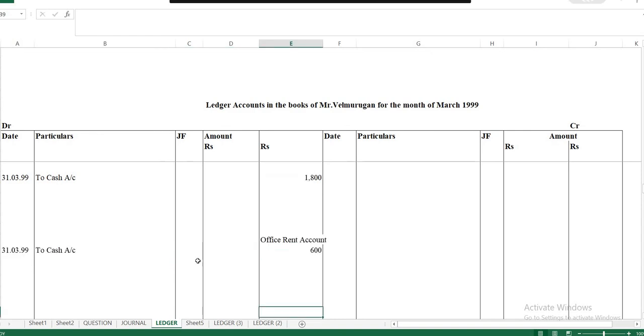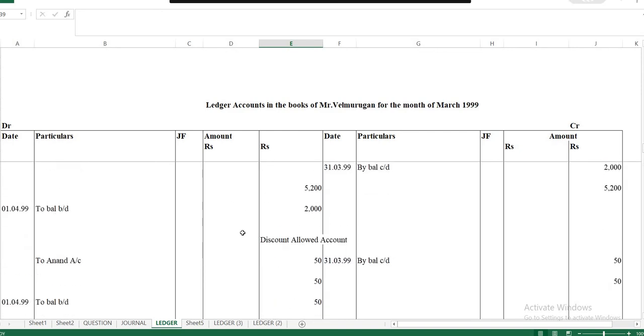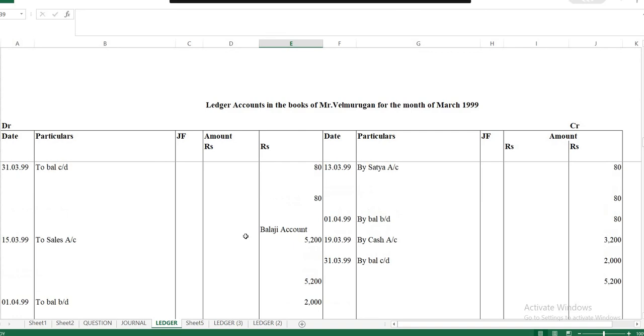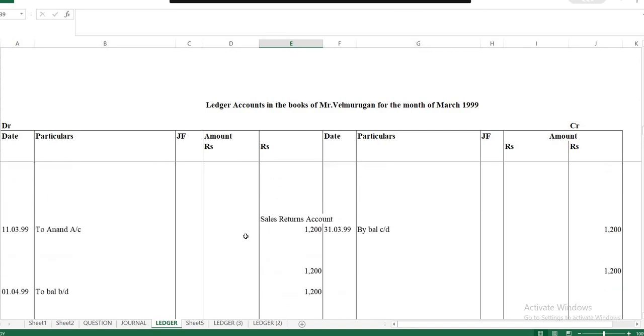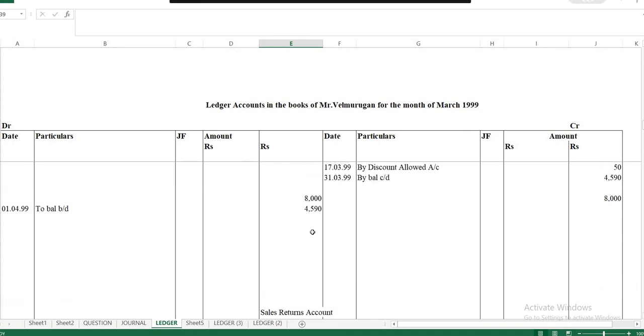I think the ledger accounts will be clear to everyone: how to pass the journal entries, and based upon that how to prepare the ledger accounts. Everything will be clear to you, so take care of that. At the end of the month you prepare separate accounts for each item, correctly post the entries into those ledger accounts, and finally at the month end you have to close all the accounts and get the balance like this.